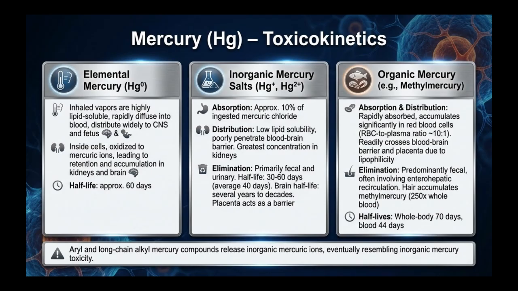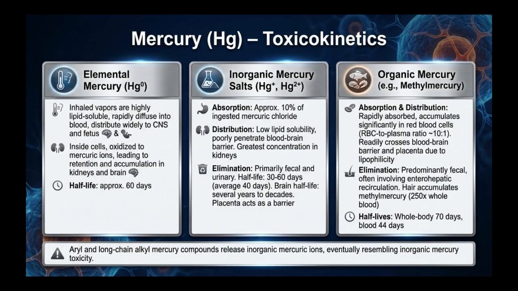It easily crosses the blood-brain barrier and the placental barrier due to its lipophilicity. In the body, methylmercury is slowly converted into inorganic mercury within the brain and kidneys. Its elimination predominantly occurs through fecal excretion, often involving enterohepatic recirculation. Hair analysis can reveal methylmercury levels that are up to 250 times higher than those in whole blood. The half-life of methylmercury in the body is about 70 days, with a blood half-life of approximately 44 days.